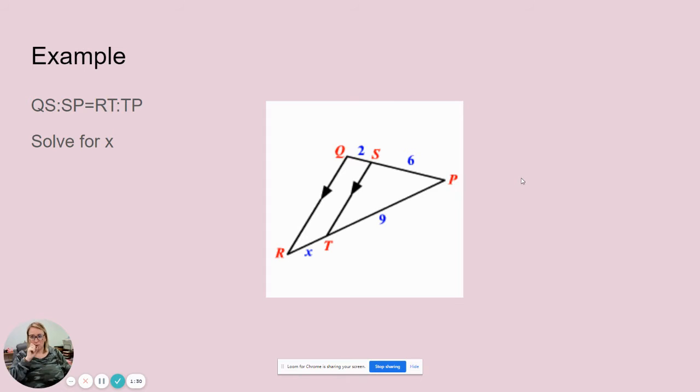So here is an example. It is saying that QS and SP are proportional to RT and TP. Okay, and so we need to set that up and solve for X.